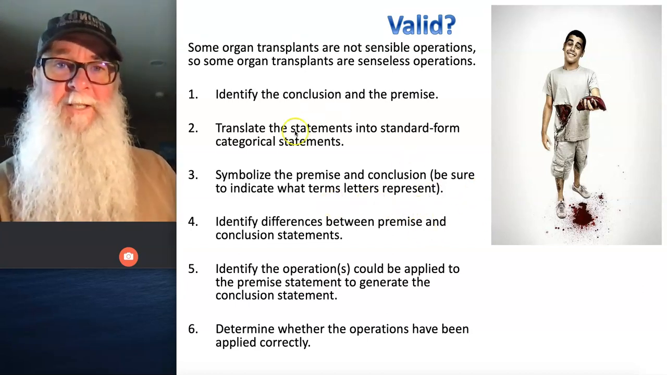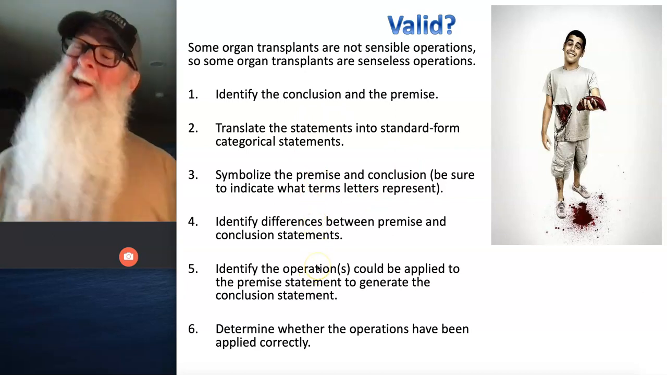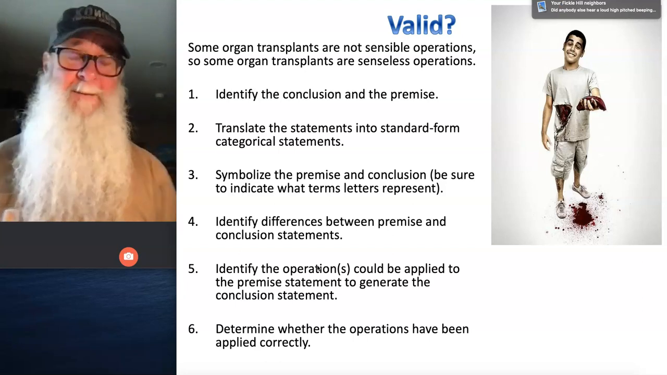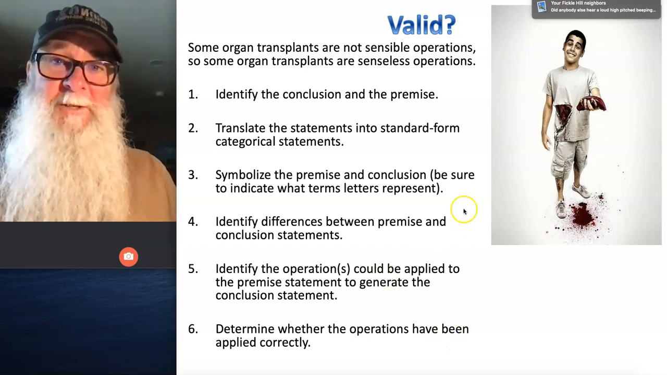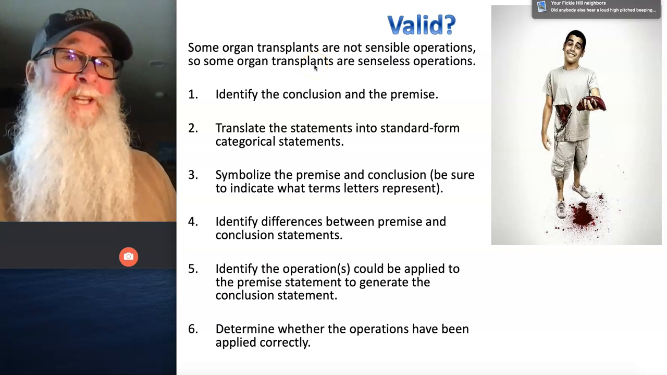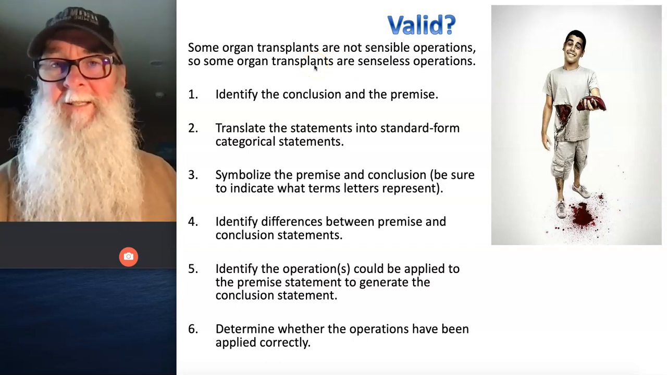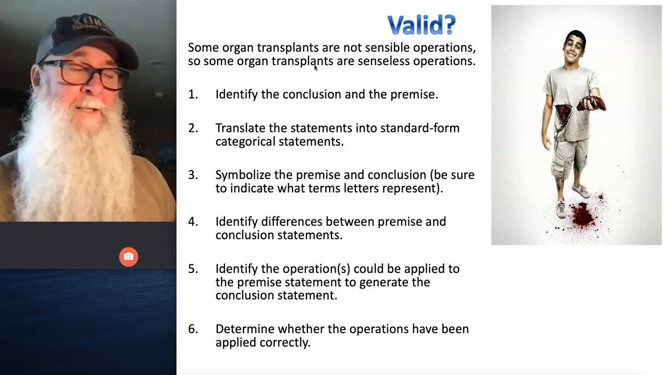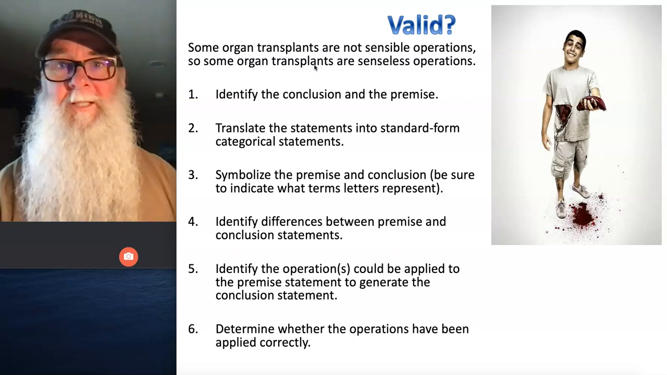Okay, so you've got your 6 steps here. Hopefully you wrote them down. But in case you didn't, here they are, my gift to you for this task I'm setting for you. So what I want you to do is follow each step and determine whether or not this argument is valid or invalid. And I want you to be able to identify either the operation that proves it's valid or the fallacy that proves it's invalid.